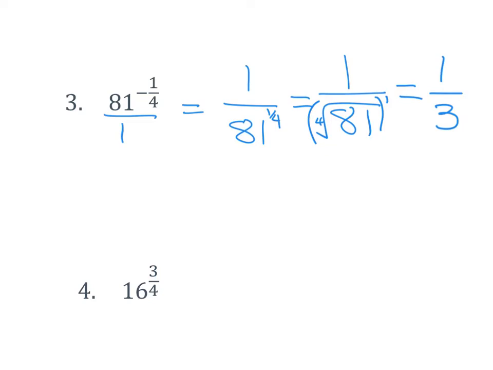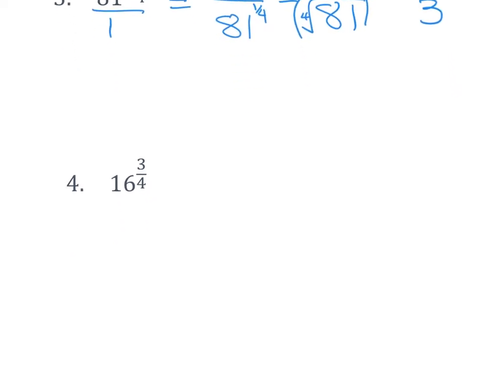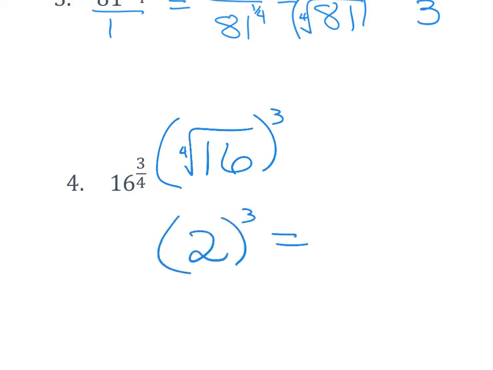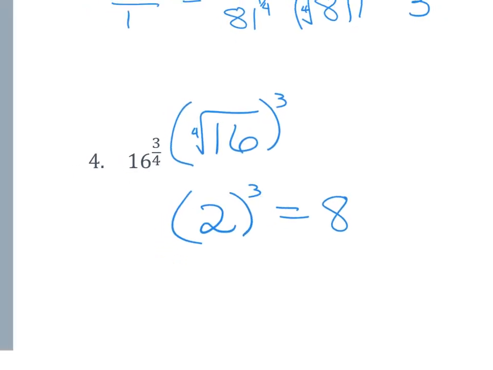All right, so now the next one, again, notice my numerator is not a 1 this time. So after I find the 4th root of 16, I have to cube that answer. So I'm going to take 16. I'm going to be finding the 4th root, and then I will raise that answer to the 3rd power. So here I'm going to do the 4th root of 16, which is 2. And then I cube it, and I get 8.